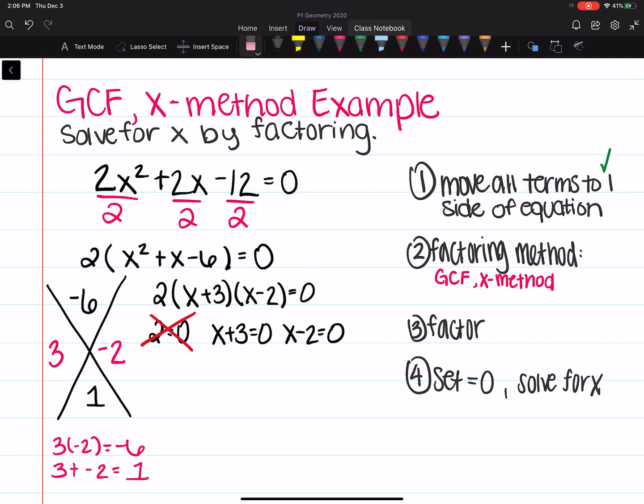So I've got x plus 3 is equal to 0. I'm going to subtract 3 from both sides to get x is equal to -3 as one of my solutions. And then I'm going to add 2 to both sides to get x is equal to a +2 for my other solution.